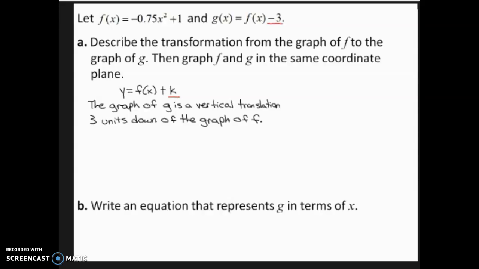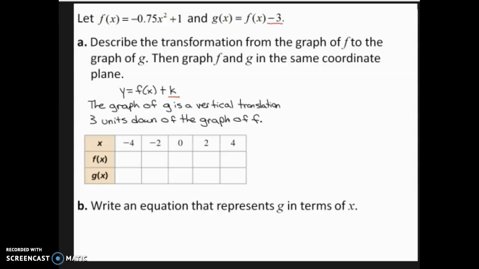To graph each function, first you want to make a table of values. To find the values of f of x, evaluate the expression negative 0.75 x squared plus 1 for different values of x. When x equals negative 4, f of x equals negative 11. When x equals negative 2, f of x equals negative 2. When x equals 0, f of x equals 1. When x equals 2, f of x equals negative 2. And when x equals 4, f of x equals negative 11.